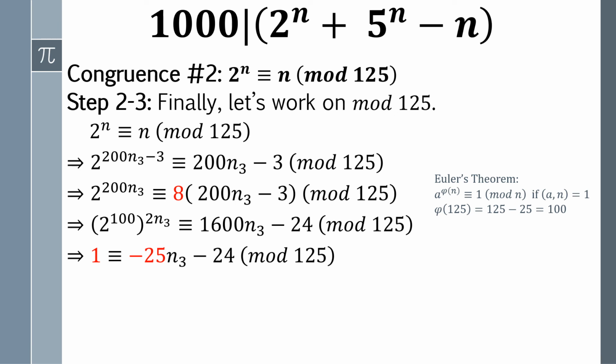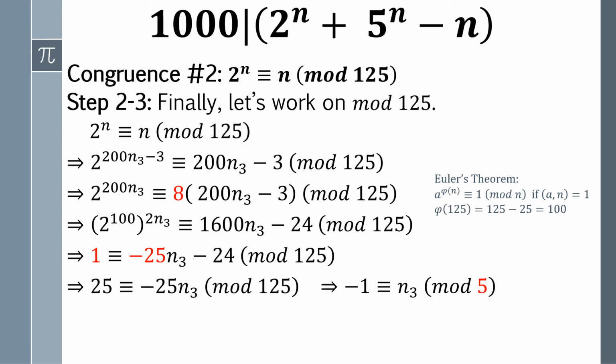The right side, 8 times 200 becomes 1600, which becomes minus 25. And 8 times 3 becomes 24. Both sides are added by 24, then divided by 25. The modulus 125 will be divided by 25 too, which leads to n3 is congruent with minus 1 modulo 5, which means n3 can be written as 5 times n4 minus 1.